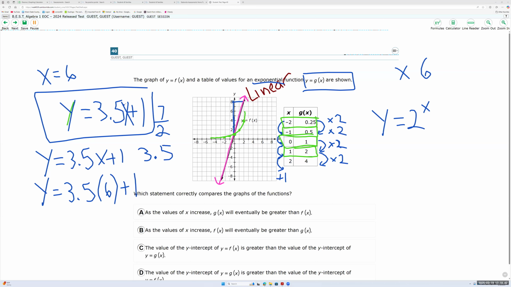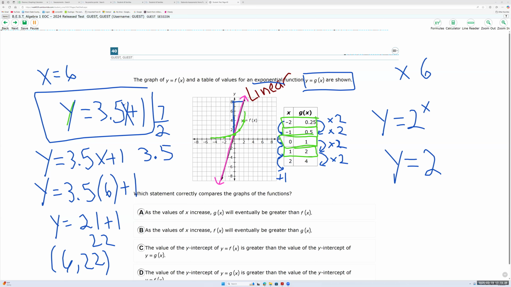3.5 times 6, that's 7 times 3. So it's 21 plus 1. So y is equal to 22. So the point is 6 and 22. Let's see what happens when x is 6. Y is equal to 2 to the 6th power. So when x is 6, will the y value be greater or equal or less than 22?